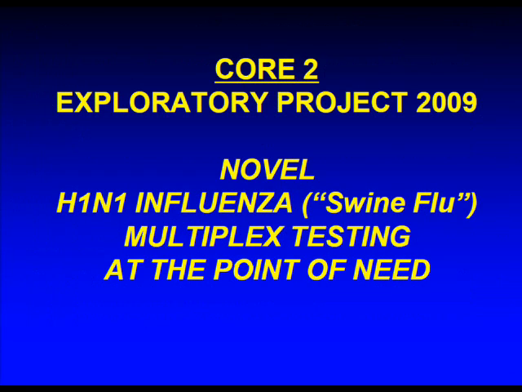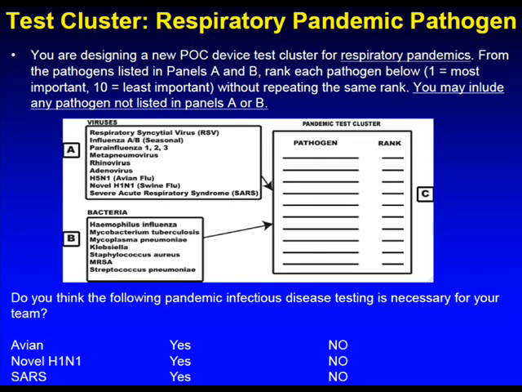Moving on to Core 2, I will show you how important needs assessment was for designing our RFA, novel H1N1 influenza multiplex testing at the point of need. Here is the actual question from our survey. Respondents were asked to design and rank a pathogen test cluster. If you would like to participate, please email me your response.